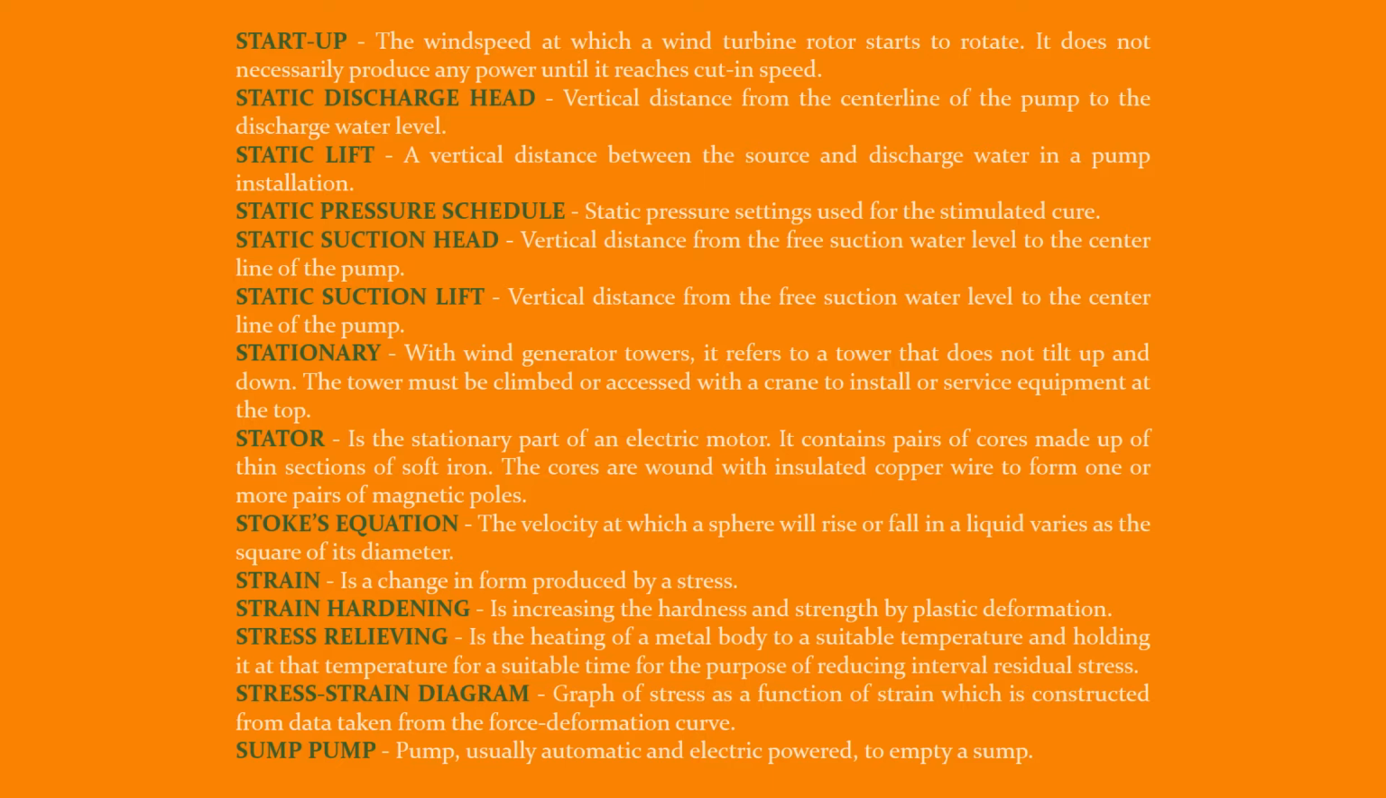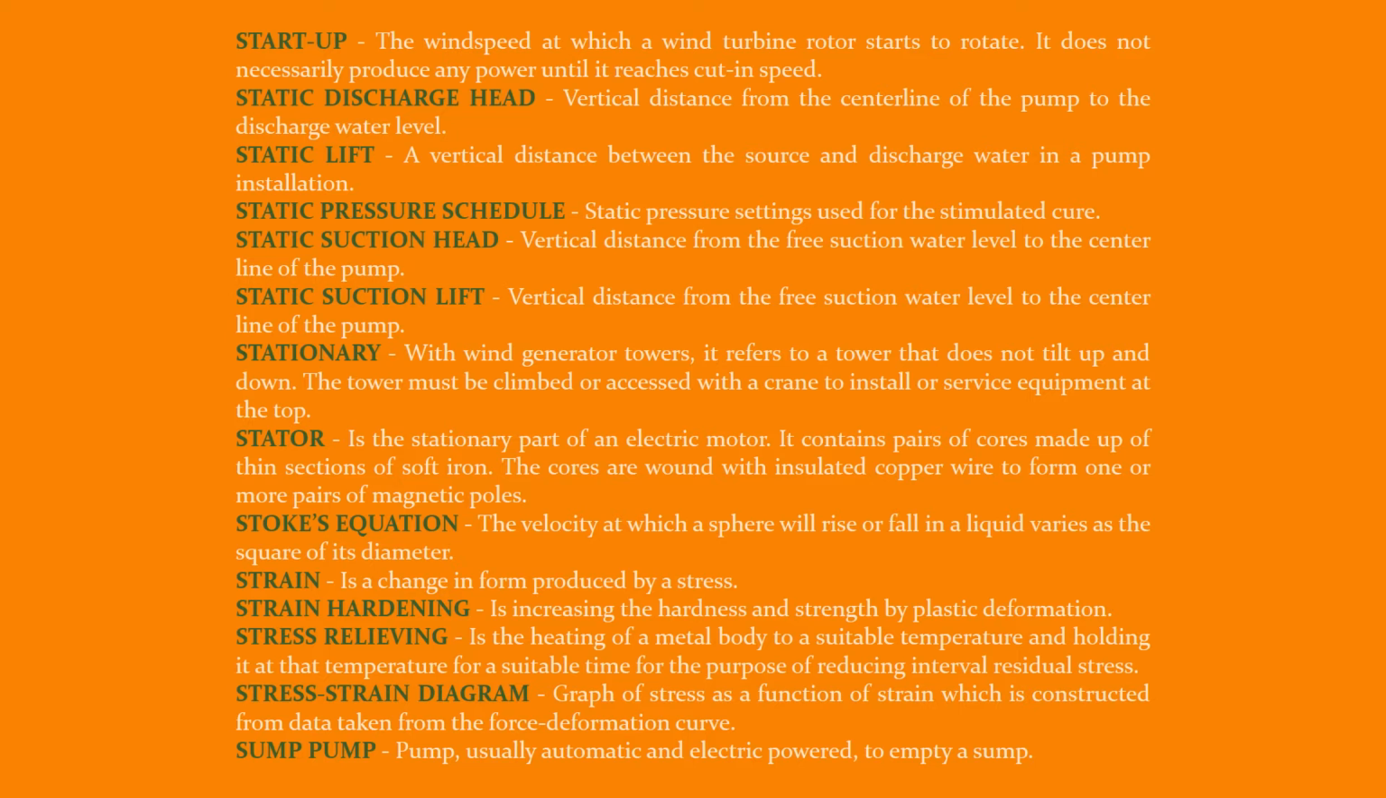Stationary. With wind generator towers, it refers to a tower that does not tilt up and down. The tower must be climbed or accessed with a crane to install or service equipment at the top. Stator. Is the stationary part of an electric motor. It contains pairs of cores made up of thin sections of soft iron. The cores are wound with insulated copper wire to form one or more pairs of magnetic poles.